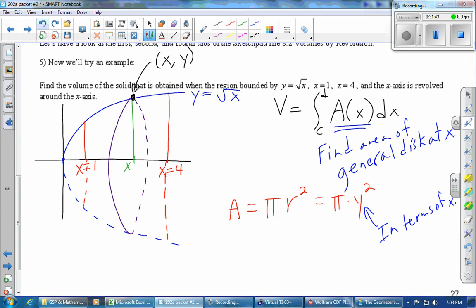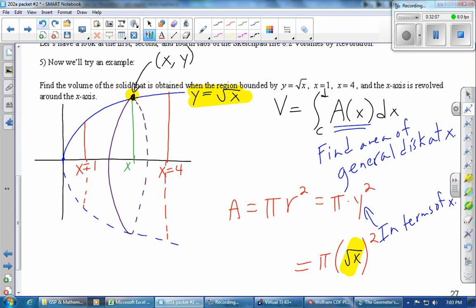All right, so how much is y in terms of x if you're sitting at this point right up here at the top? Well, y is equal to the square root of x. So in this case, we don't have to do a lot of work. We just have to replace. So this now becomes pi times square root of x squared.